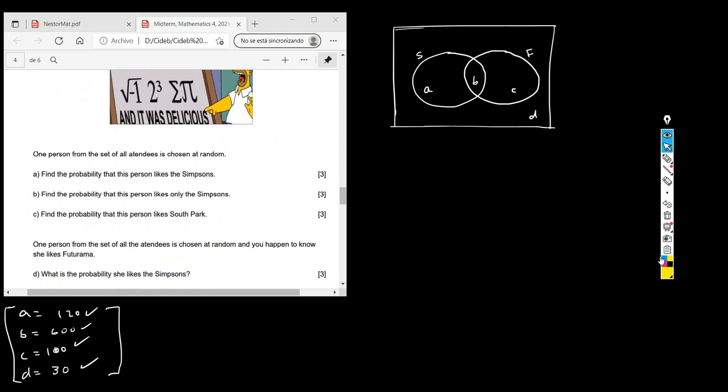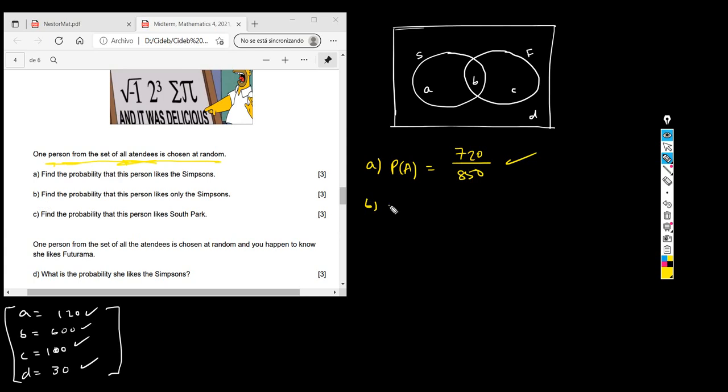For example, finding the answer to A: find the probability that this person, if you choose a person at random from the set of all the attendees, likes The Simpsons. Okay, how many people like The Simpsons? All of these, A plus B. So I need to add these two numbers. 720 over the set of all the attendees, which is 850. That's it, guys. You don't have to do anything else.